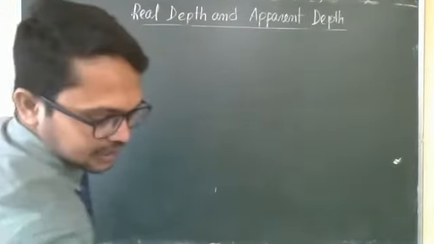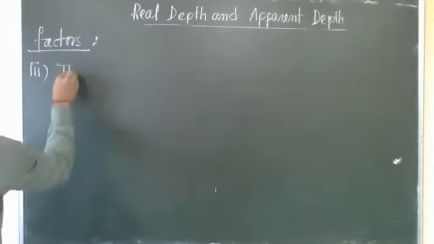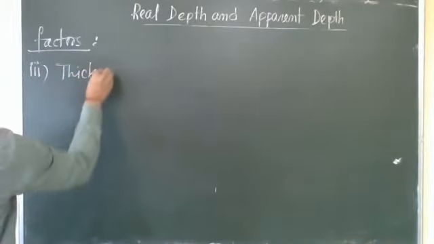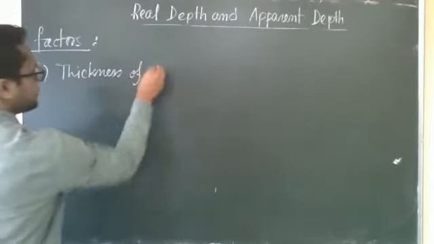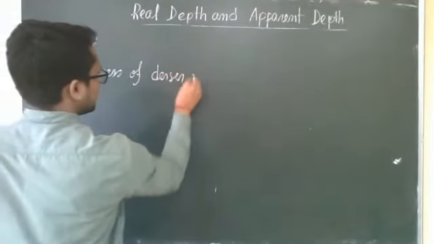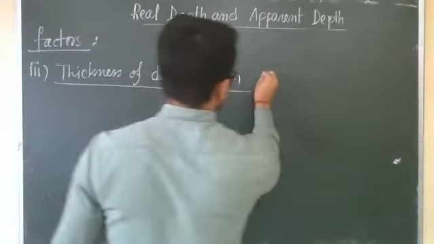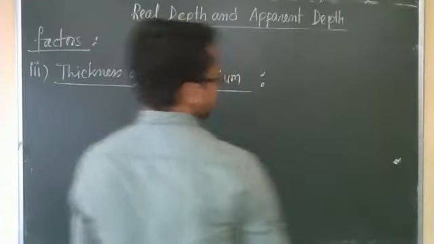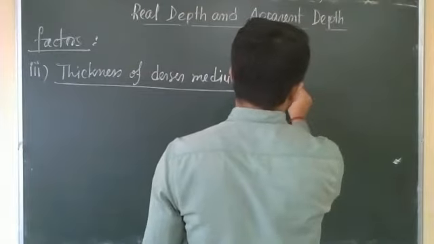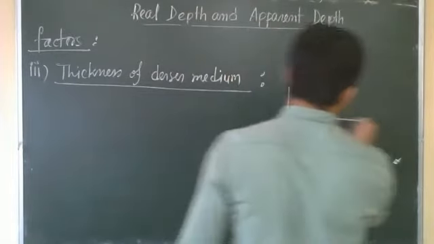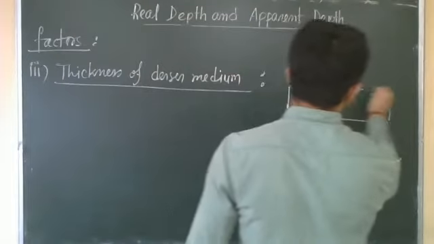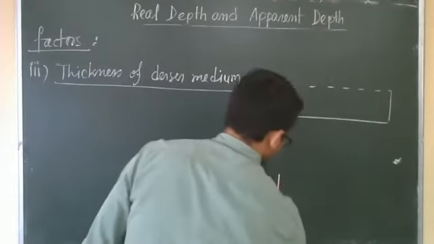So third point is thickness of the denser medium. Okay. So again take two diagrams. Suppose this is one, this much thickness. Okay. This much thickness. Another diagram is this.